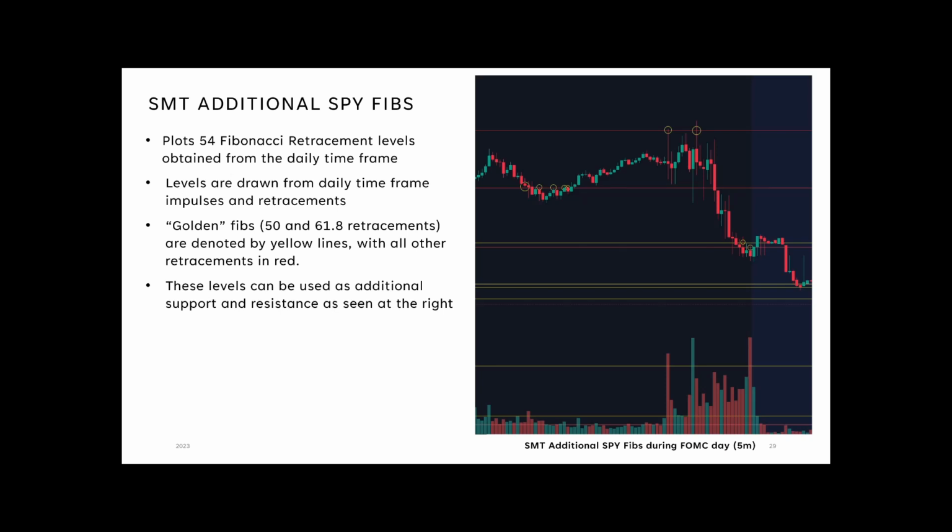So I do have a separate script that plots all of the Fibonacci retracement levels that I've pulled, as many as I could, so 54 levels. So these are pulled from the daily time frame. Like I said earlier, I went through how they are colored, how they're pulled. And you'll notice I'm referencing FOMC day a lot because that day was tough to trade and it burned a lot of people. And so the more tools that you have that you can use to trade, the more that can help you a lot. And FOMC day was a good day for me.